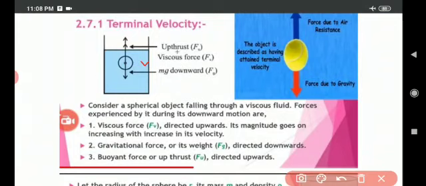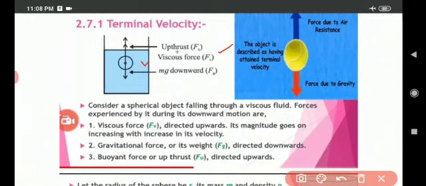The first force is the viscous force. Viscous force is represented by Fv. The direction of that viscous force is upward. The magnitude of the viscous force increases with increasing velocity. When the spherical object moves through the viscous medium, its velocity goes on increasing. If the velocity of the spherical object increases, at the same time the viscous force is also increasing.